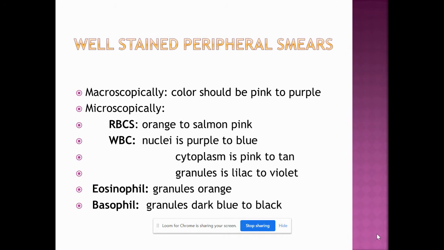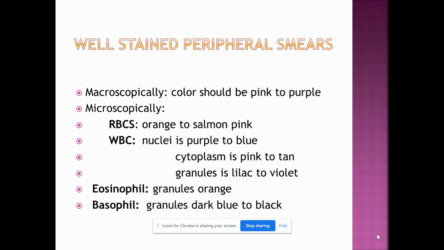RBC should have a color of orange to salmon pink. WBC nuclei should have a color of purple to blue. Cytoplasm should have pink to tan. And granules should have lilac to violet. However, for eosinophil, the granules are orange in color. And for basophil, the granules are dark blue to black in color.